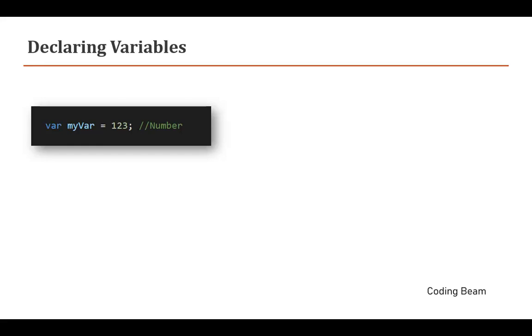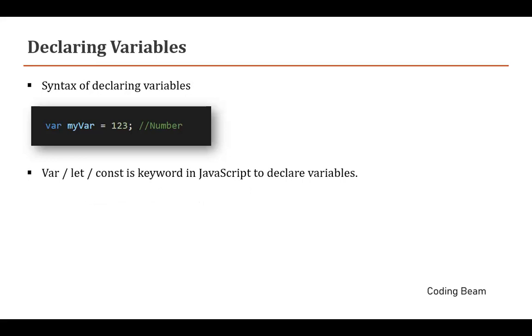But how can we declare them? To declare a variable, there is a reserved keyword, which is var, and then the variable name will be there, and then equals to the value. So var, let or const is the keyword to declare variables in JavaScript, and let and const were introduced in ES6 as the new way to create variables. So now myVar is the variable name, 123 is the value of my var. So this is how we can declare the variables.